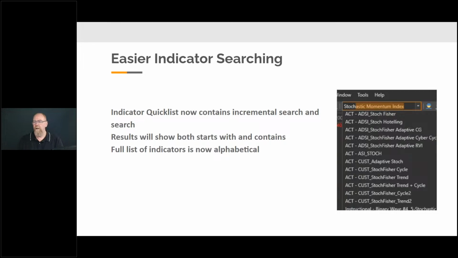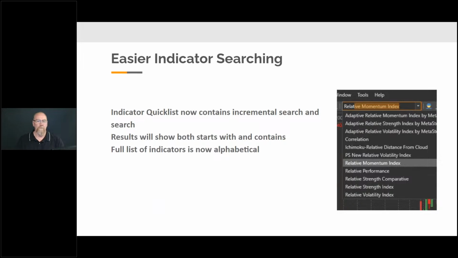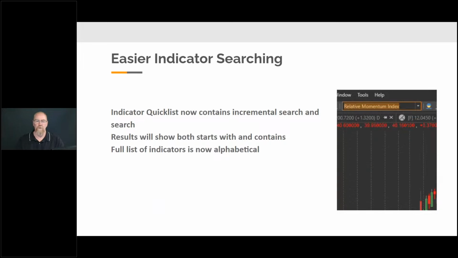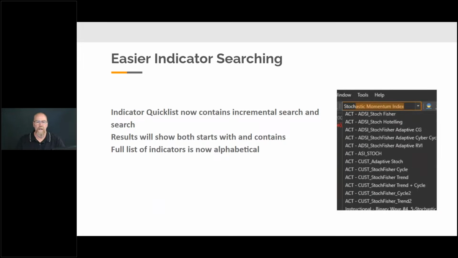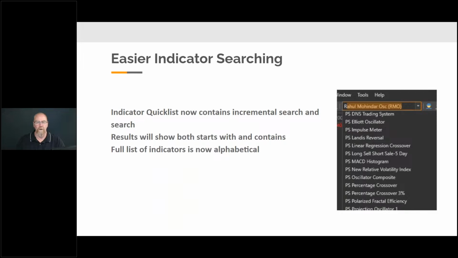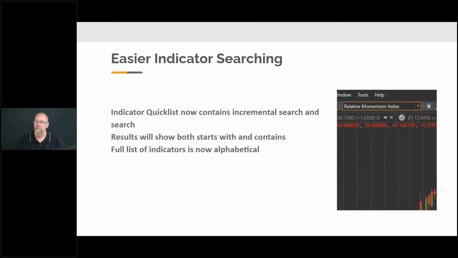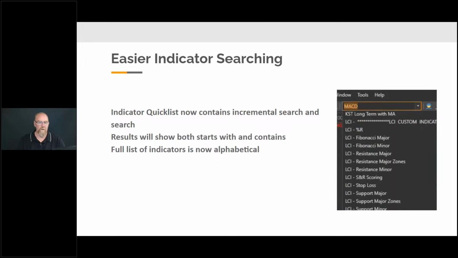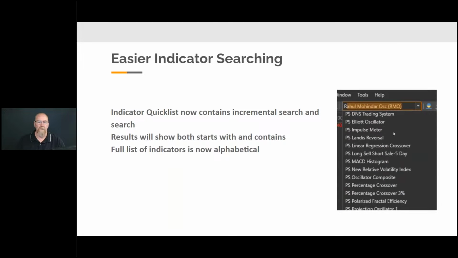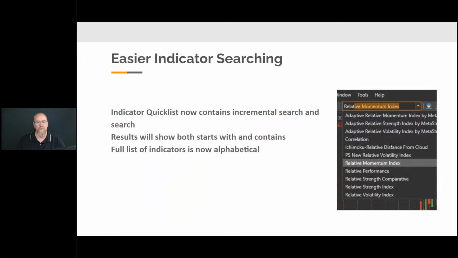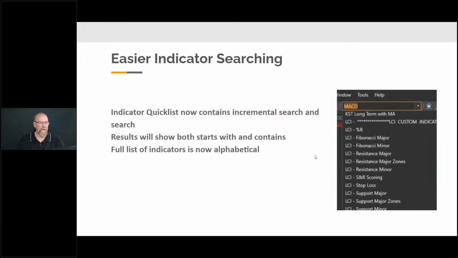An easier way to search through indicators, this is really a great option. We had our indicator quick list that you could scroll through and find them, but now you can type in at the top the name of whatever indicator you're looking for, and your quick list will show you all of the indicators that have whatever you're typing in the name. So you can see this in the little demonstration, typing in MACD or stochastic, and only those indicators with those letters that you've typed in will show up for you to select and put on your chart. Much, much better.